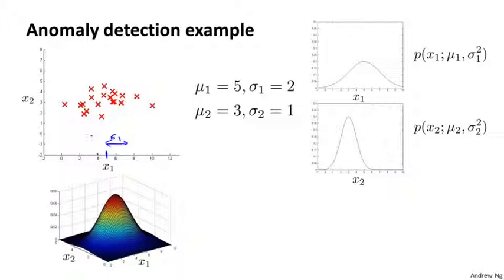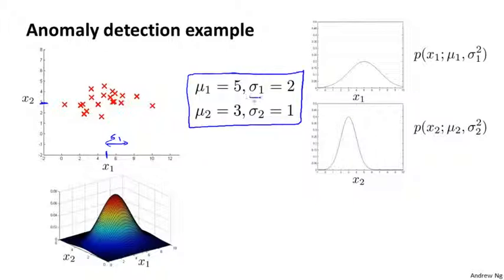And looks like x2, the values of the feature as measured on the vertical axis, has an average value of about 3 and a standard deviation of about 1. So if you take this data set and estimate mu1, mu2, sigma 1, sigma 2, this is what you get.